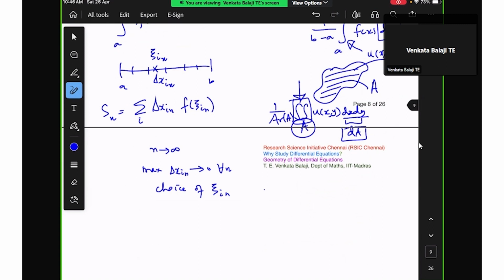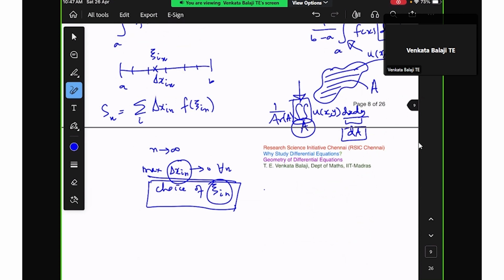So the moral of the story is, you have to make a choice of a sequence of partitions. I can do that in infinitely many ways. The only condition I have to make sure of is that every piece goes to 0. Then once I have made this choice out of these infinite choices of partitions, in each subinterval I have to choose this x_i. That also I can do in an infinite number of ways.